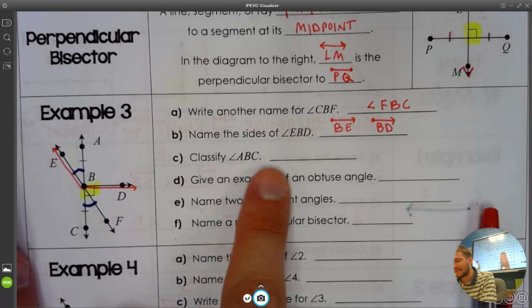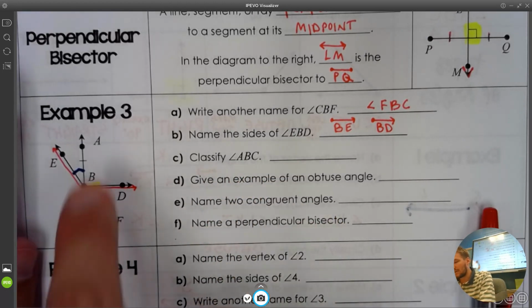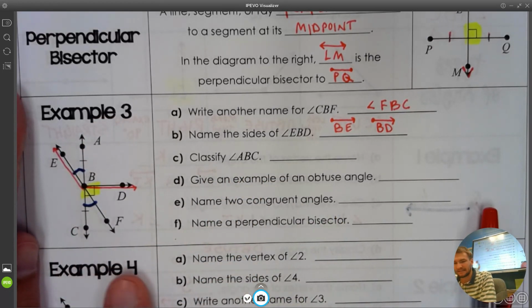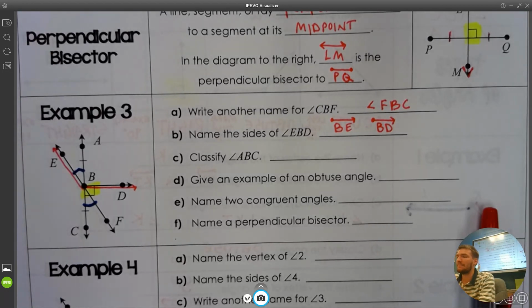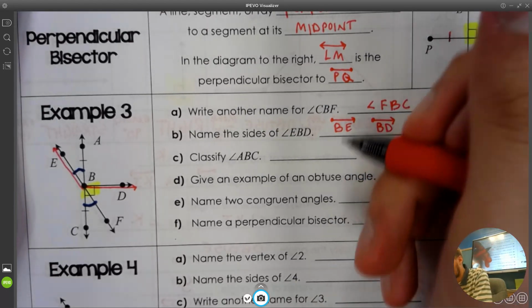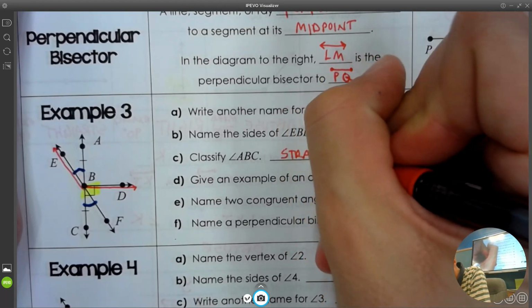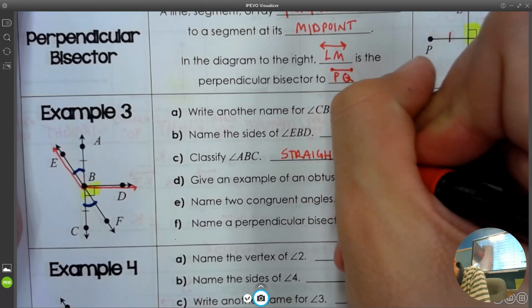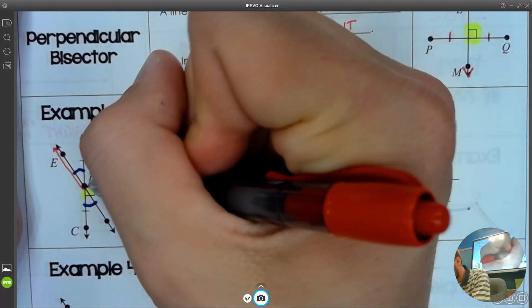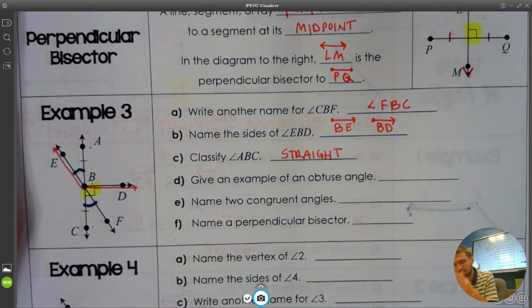Okay, let's classify ABC. Let's make sure we find ABC. It's either going to be acute, obtuse, right, or straight. I think that angle ABC is not a very good angle at all. I agree with you. It is straight. I see A, B, C. They're in a straight line. I think we're looking good.